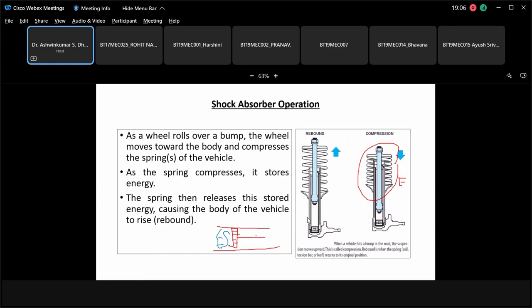When this piston will move in the forward direction, the oil will move through this particular hole in the opposite direction because of the compression, and because of the viscous effect, the energy of the shock is absorbed. So this is the principle which is used in the shock absorber.